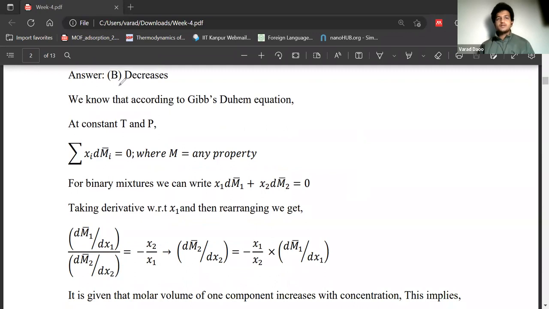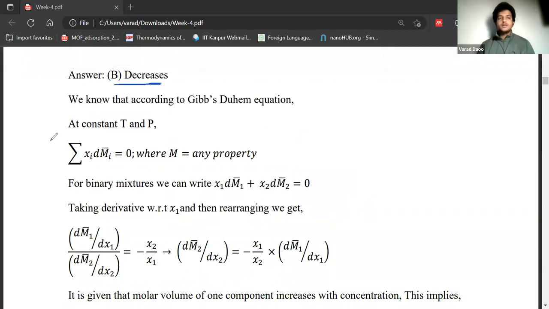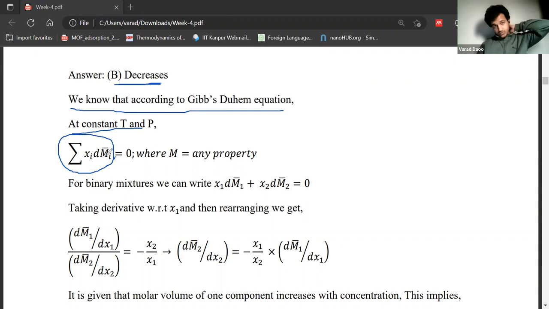Okay. The answer is option B, that it decreases. What we know is, according to the Gibbs-Duhem equation at constant T and P, the summation of x_i d m_i bar is equal to 0, where m represents any property of the system, the subscript i represents the components, and the bar on m represents a partial molar property. When we say this is for volume, m will be replaced by v.